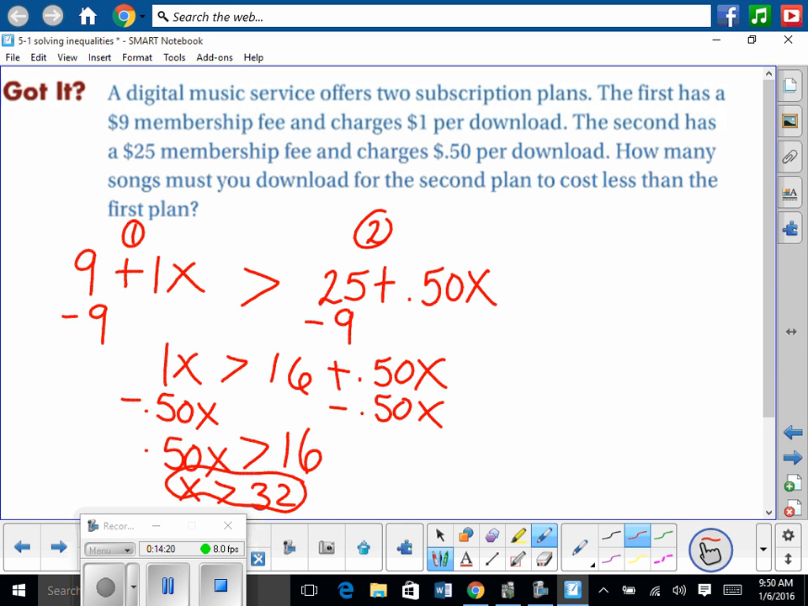So if you're not going to do more than 32 downloads, you should go with plan 1. But if you're going to do 64 downloads, wouldn't you want to go with plan 2? Does that make sense, everybody? So the answer would be 32 downloads.